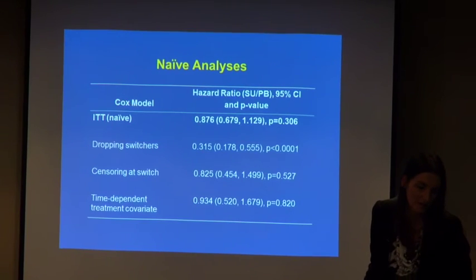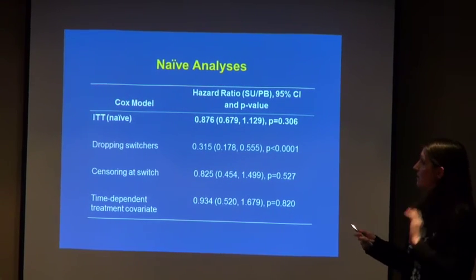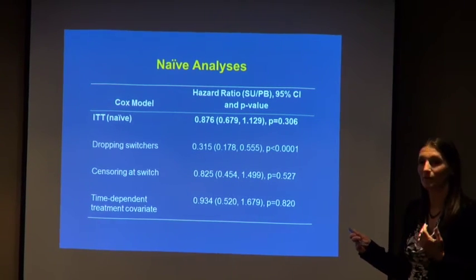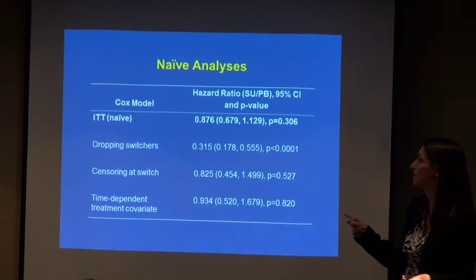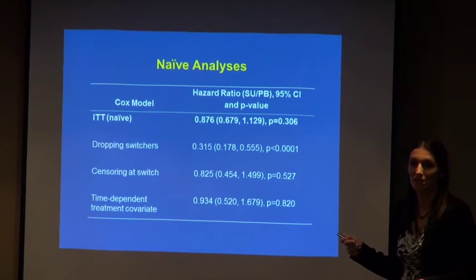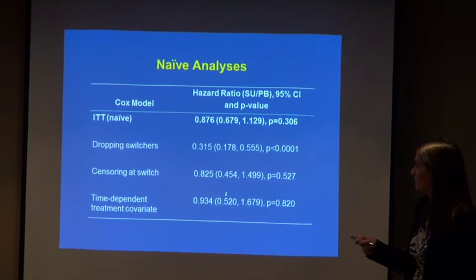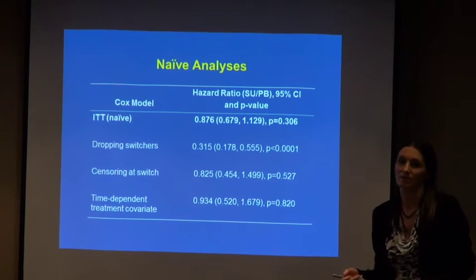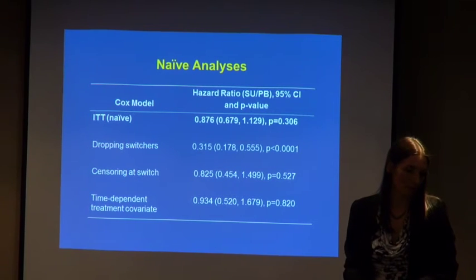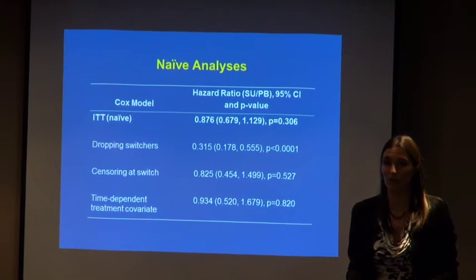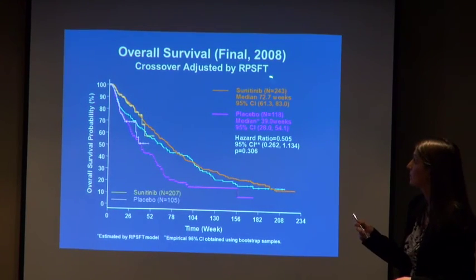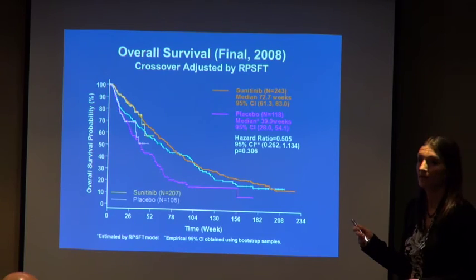So they looked at various methods, naive methods. Dropping switchers, yeah, the hazard ratio looks great, the p-value looks great, but if you think about it, 87% of patients switch, so that's only 13% of your population left to produce that. They looked at censoring at switch and a time-dependent treatment covariate, and it's very mixed results, I think. So it's difficult to decide which is the most meaningful, and we know that there's a lot of bias in these kinds of methods. So in the end, they decided to use rank-preserving structural failure time for their health technology assessment.